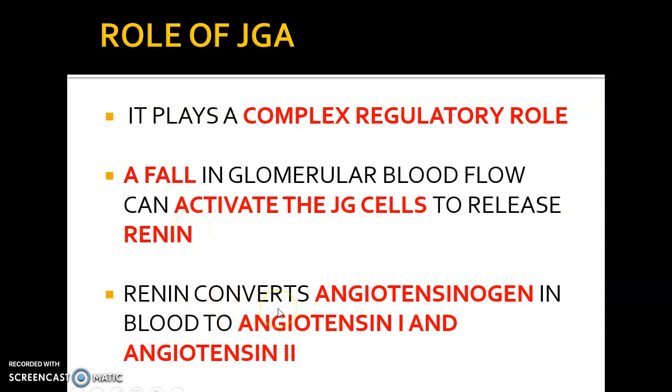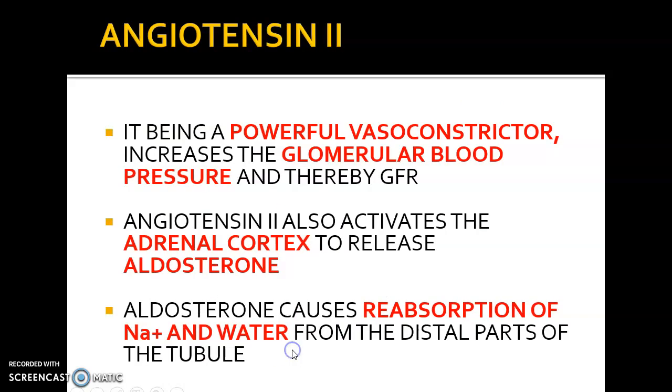Renin will convert angiotensinogen. Now you know that angiotensinogen is a substance which is produced in the liver, and this angiotensinogen will be present in the plasma of the blood, right? So renin converts angiotensinogen in blood to angiotensin 1, and then it gets converted into its active form, that is angiotensin 2. Okay, so what is the role of renin? The main role of renin is to convert angiotensinogen, which is produced by the liver and found in the plasma, into angiotensin 1 and then into angiotensin 2.